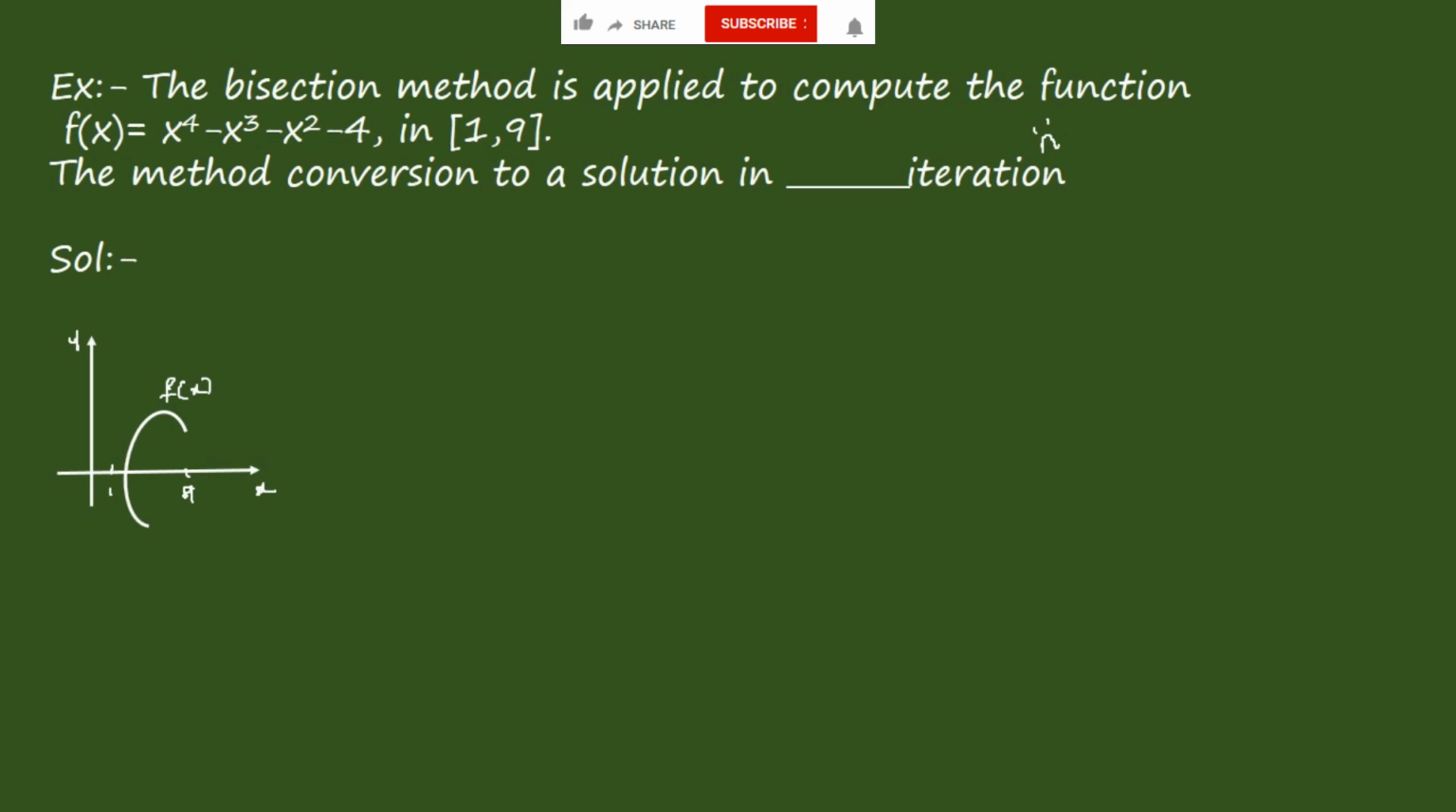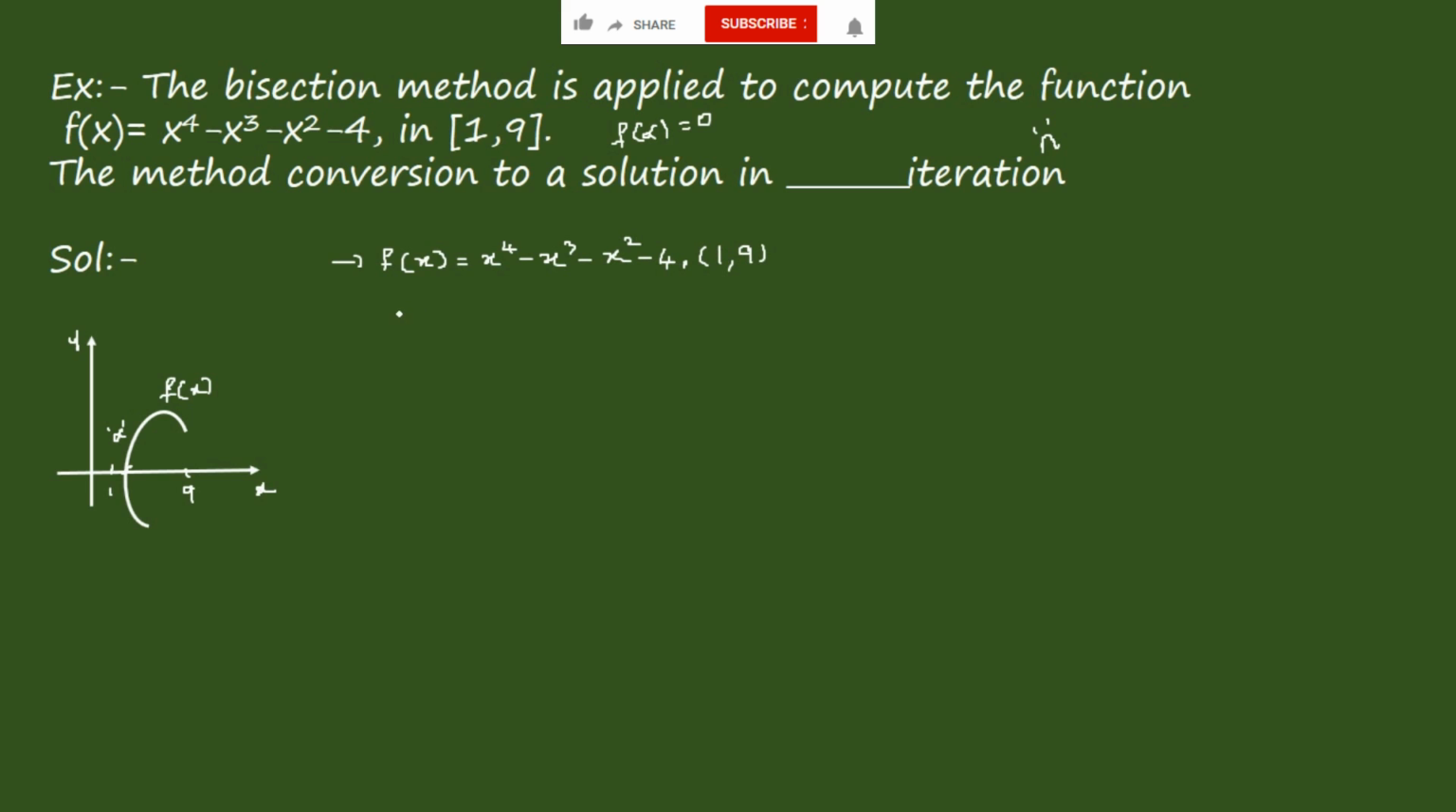Now we have to find the value of alpha such that f(alpha) is equal to 0. By using the bisection method, we have to find it. They've given that f(x) is equal to x^4 - x^3 - x^2 - 4, and the interval from 1 to 9.